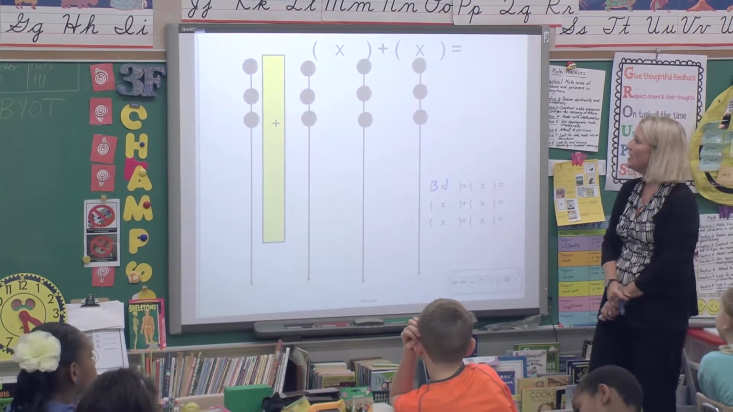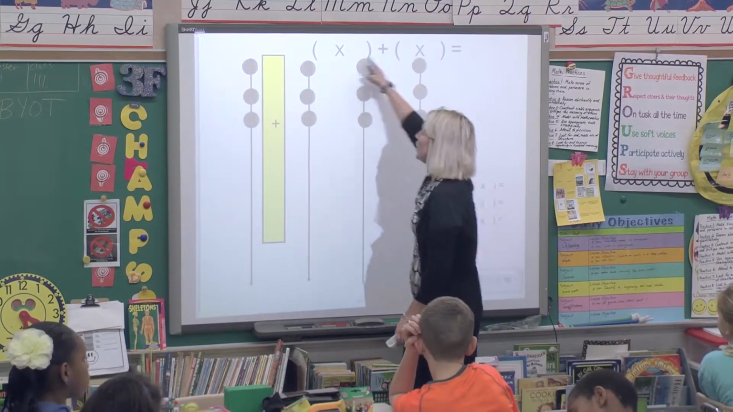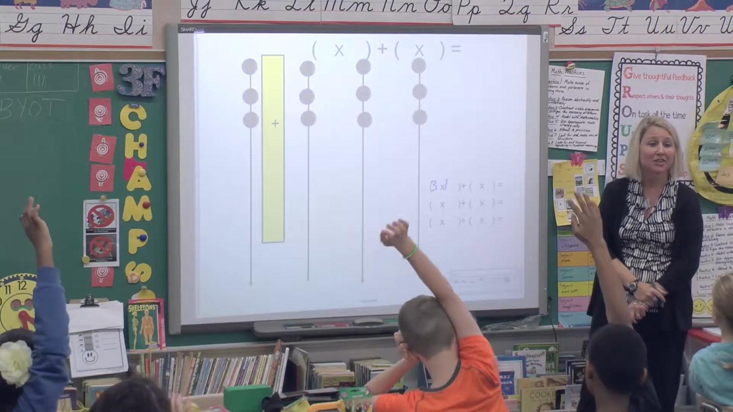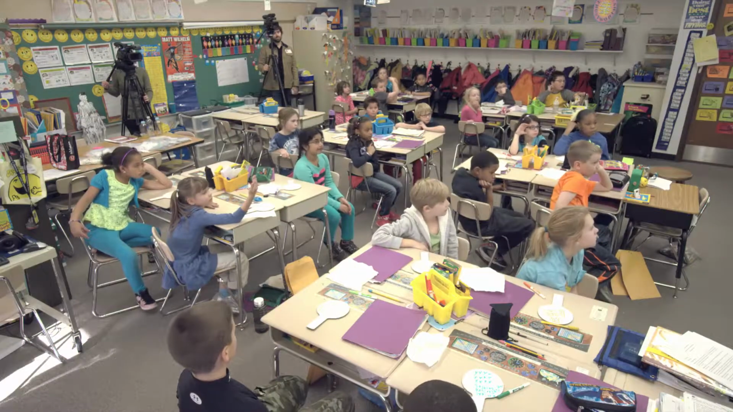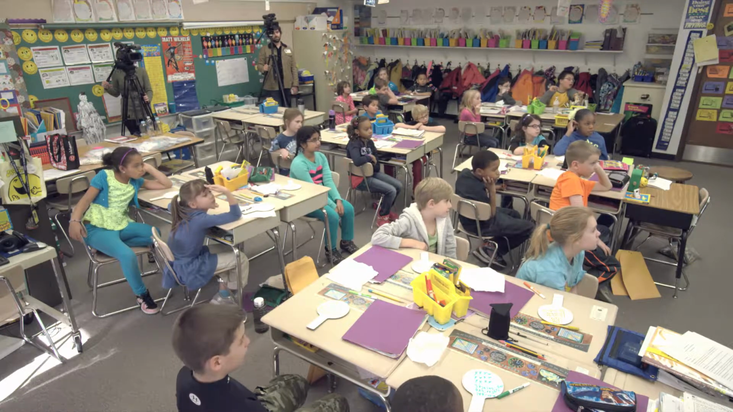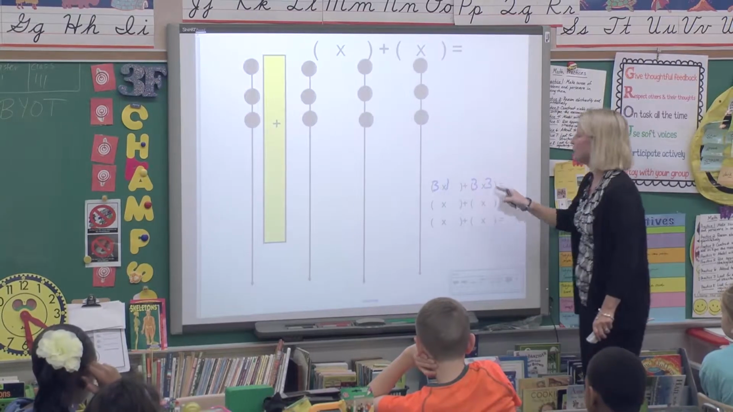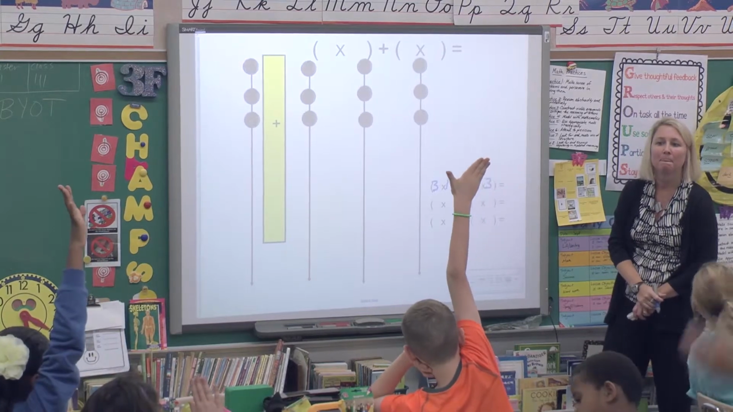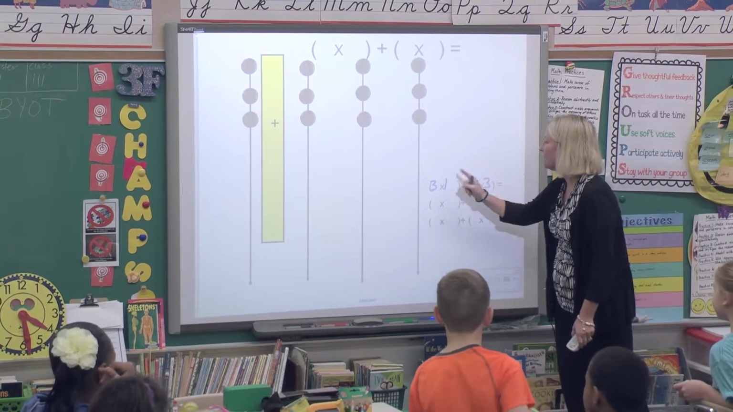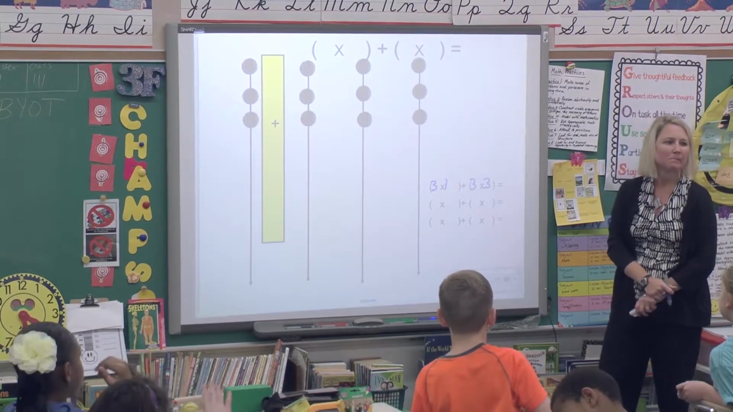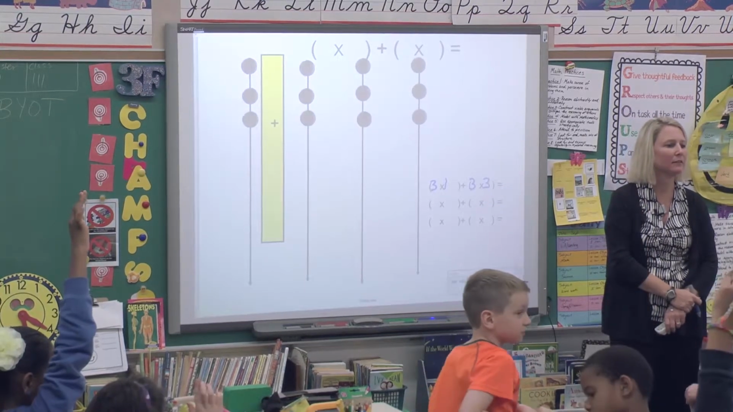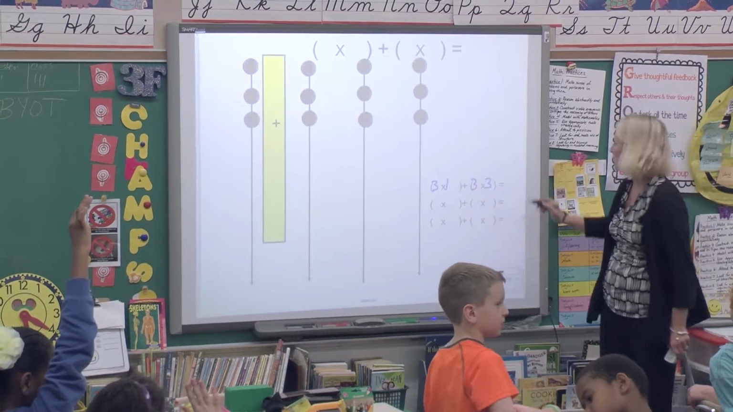Okay. Who can do this array? What's this array? Sahaja. 3 by 3. So there's 3 down and 3 across. What's 3 times 3? Everybody? 9. Okay, so what's 9 plus 3? What is 9, Alexa, plus 3? 9 plus 3, 12.